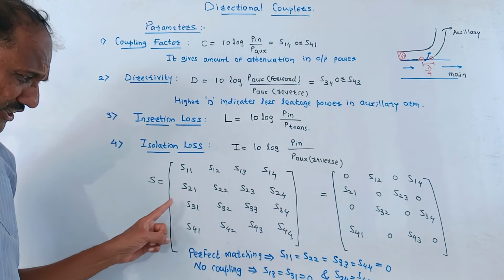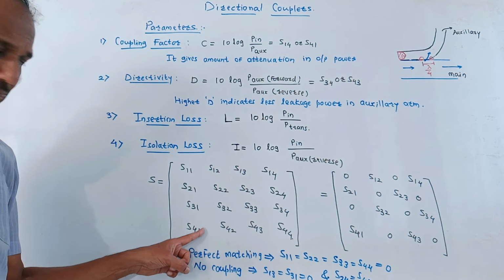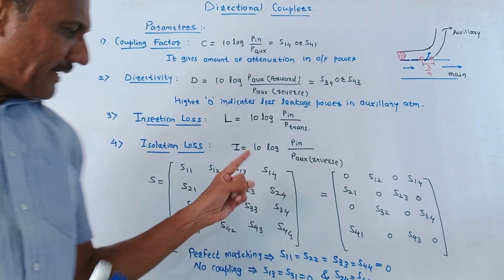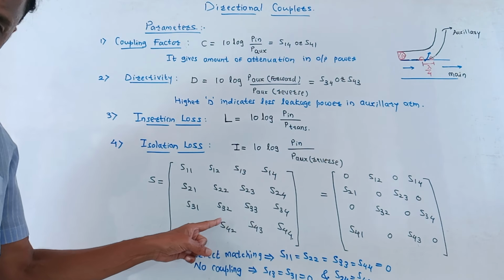Now this is the generalized S matrix of the directional coupler. As we discussed, there are 4 ports. So this matrix is of the size 4 rows and 4 columns.